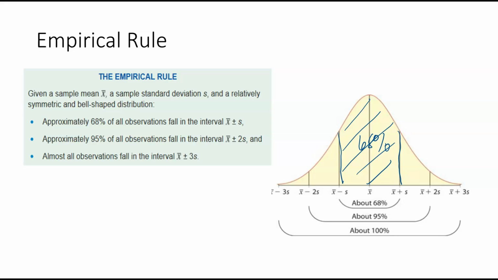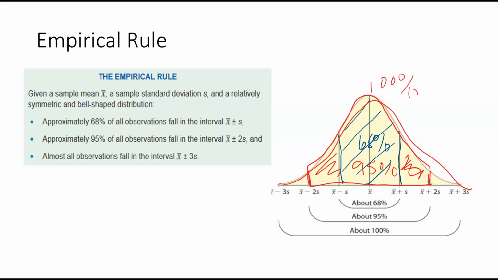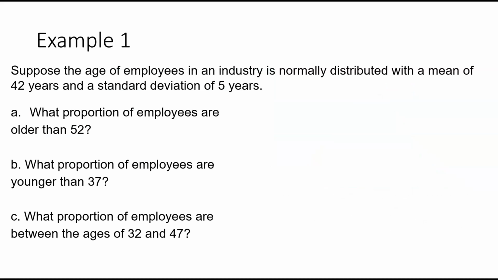And then about 95% is in this region here. This is all 95%. And then this whole region is about 100%, right? 1 or 100%. So let's apply the empirical rule first before we learn Excel.